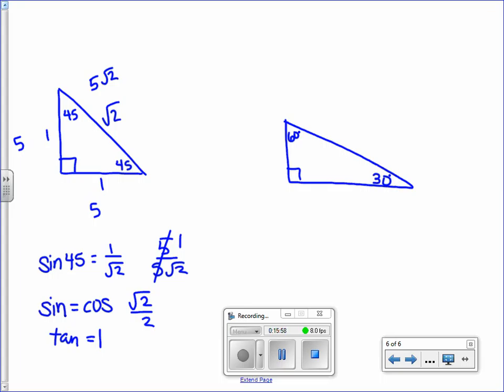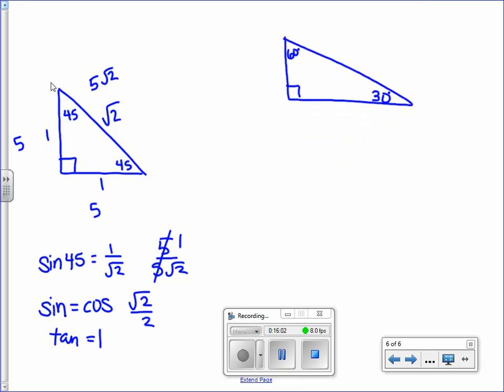Alright, do you remember your ratios for your 30, 60, 90 triangle? It's something to the square root of 3. This one is A. Call that one A. And then it's A, 2A, and the other leg is A times the square root of 3. The hypotenuse is 2A. Right, that's your special right triangle.